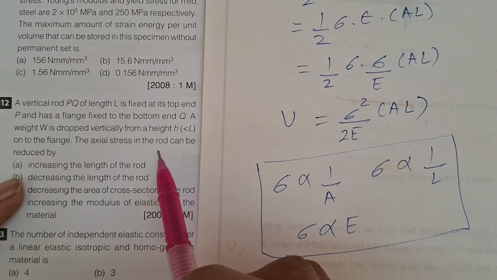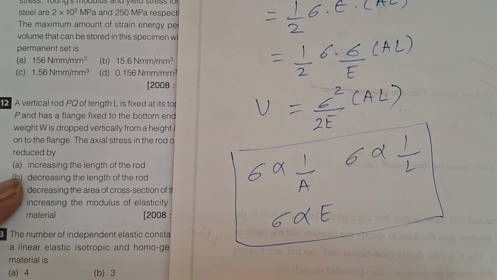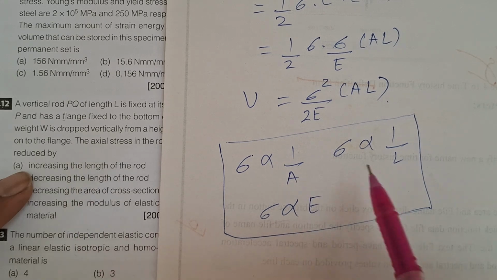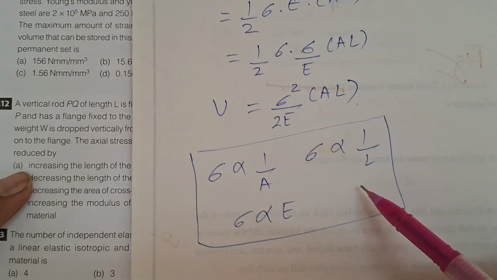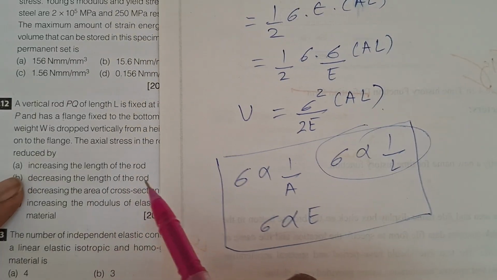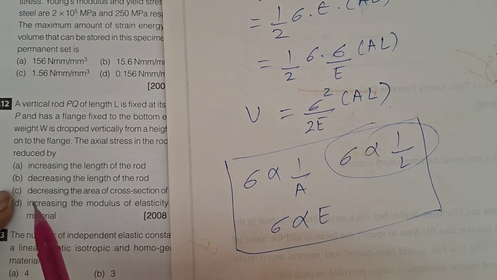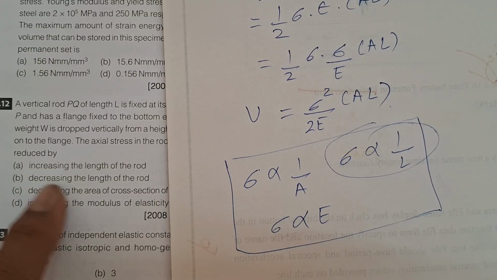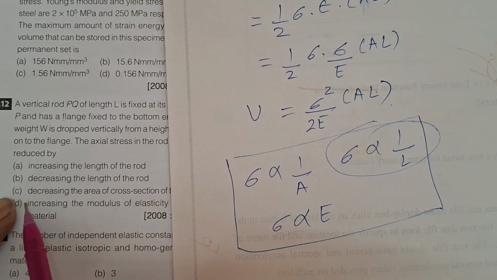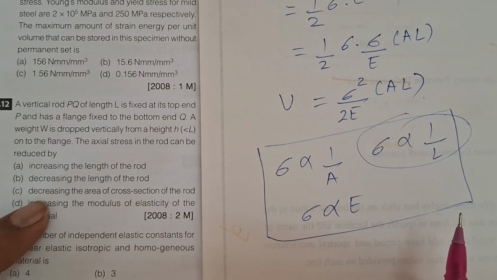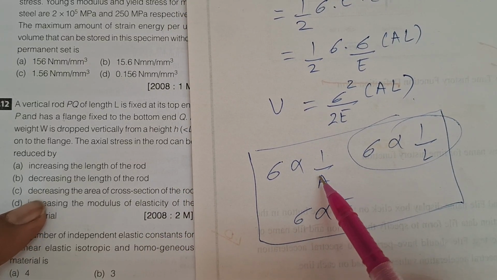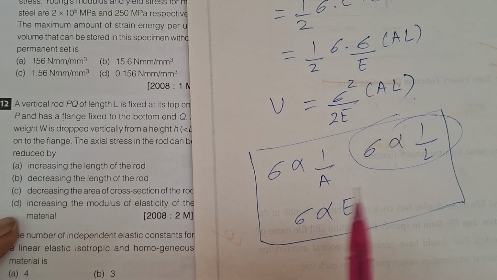Here the axial stress in the rod has to be reduced. So what will happen with increasing the length of the rod? Here I am reducing stress, so increasing the length satisfies this condition. So option A is true. But let us check the other options also. Decreasing the length of the rod: obviously if A is true, then B is wrong. Decreasing the area of cross section is wrong because they are inversely proportional, so stress would increase.